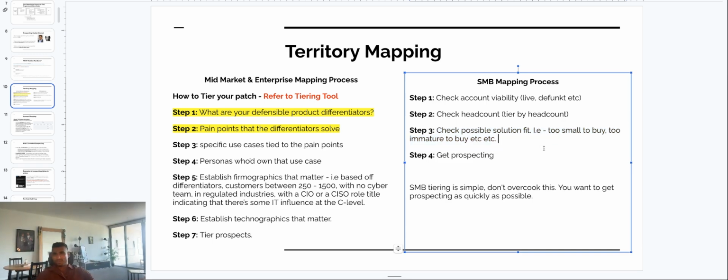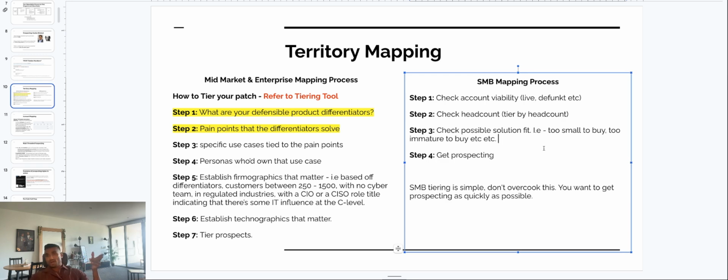The next one is check possible solution fit. Now, again, this is kind of case by case, right? So I'll give you an example. When I was selling for CrowdStrike, I was in the commercial side, I was in the mid-market side, but I was in the SMB side of Gartner. So I was selling to small, medium businesses when I was in Gartner.